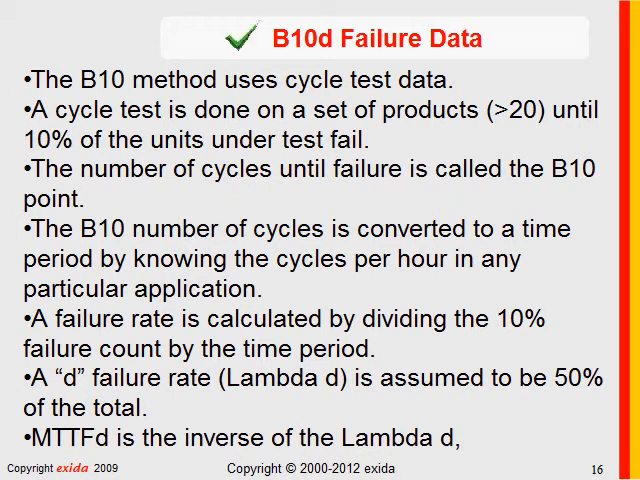Recently, I've seen some failure rate data, which I call the B10d failure data. Now, the B10d is oriented for mechanical and electromechanical components. The B10 method uses cycle testing. A cycle testing is done on a set of products. In other words, imagine a rack of relays. Let's say there's 20 of them.